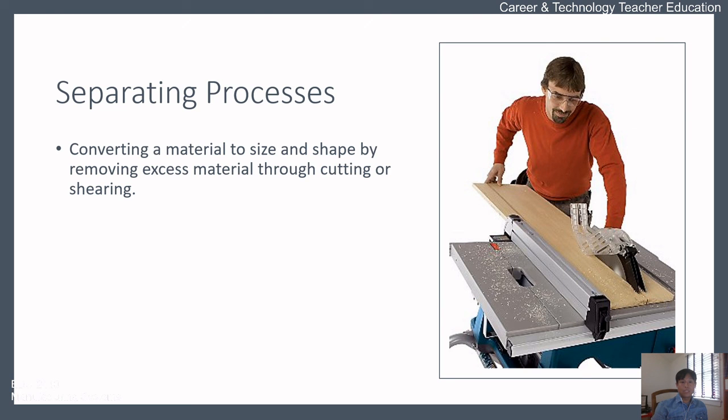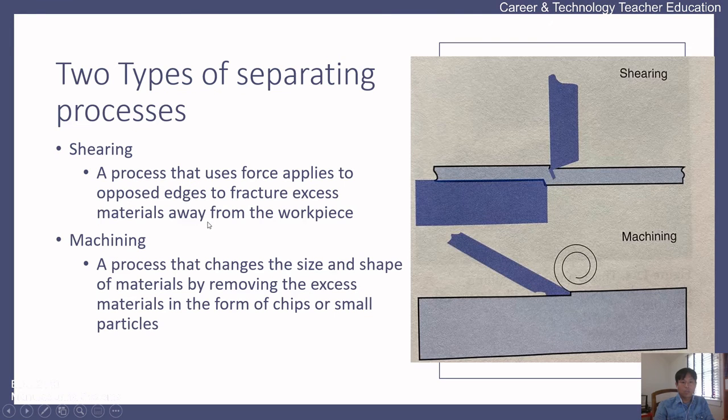This is an example of separating processes. Separating process means converting a material to size and shape by removing excess material through cutting or shearing. The terms cutting and shearing can be used in manufacturing. Cutting is shearing, and filing off is machining. Shearing means a process that uses force applied to opposite edges to fracture excess material away from the workpiece.